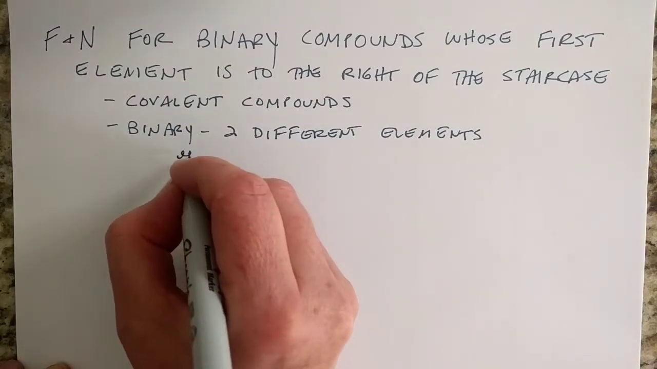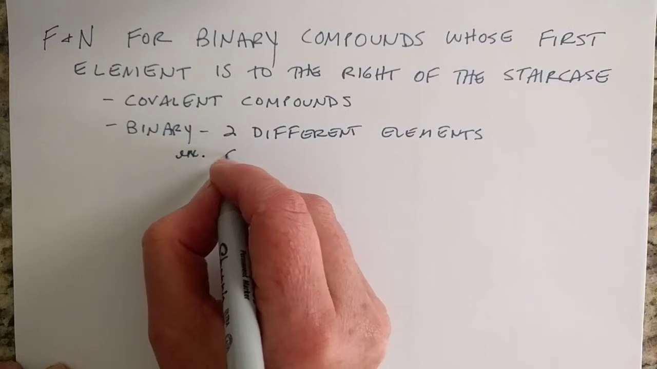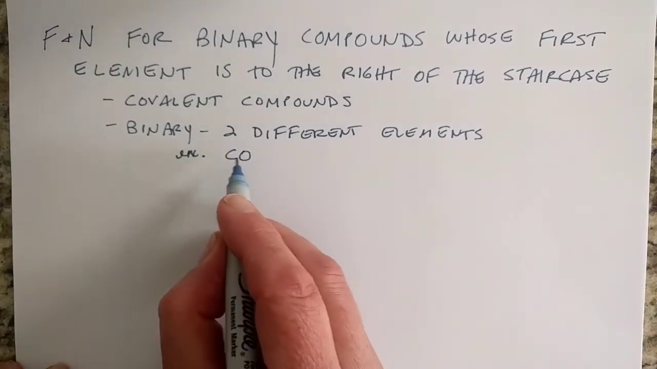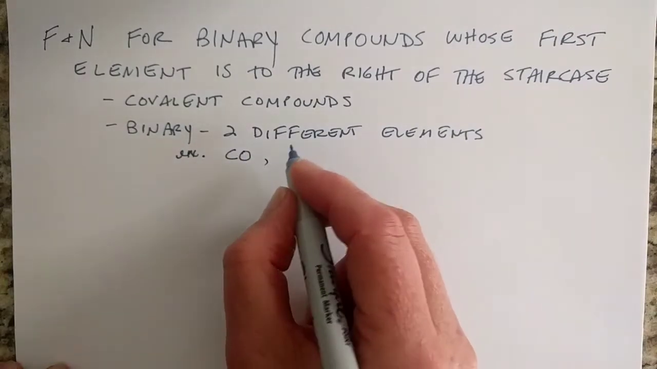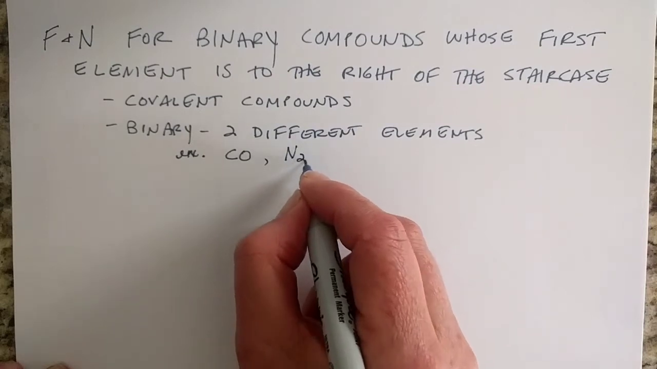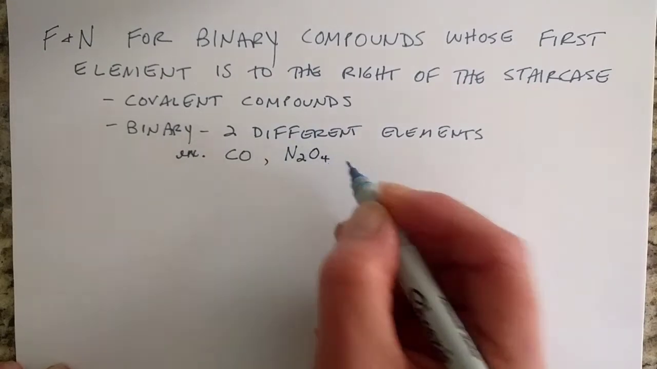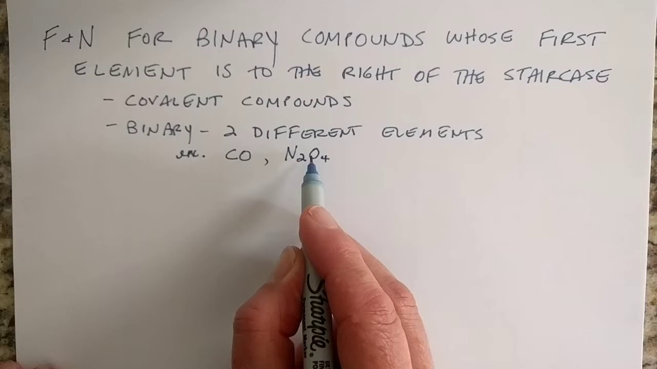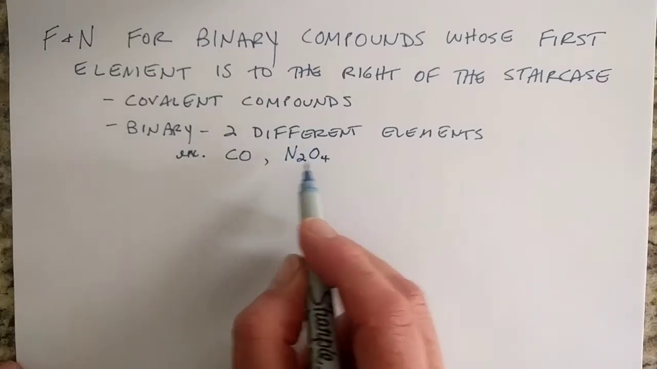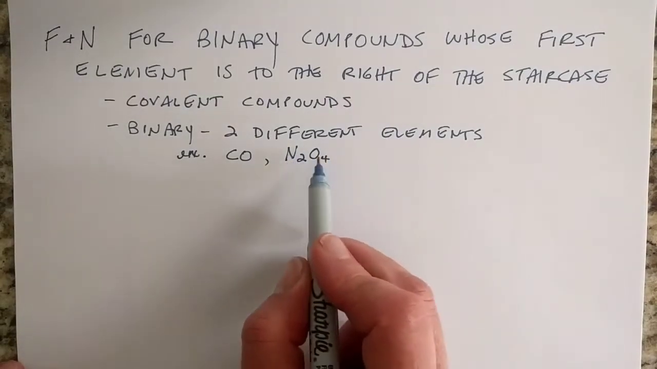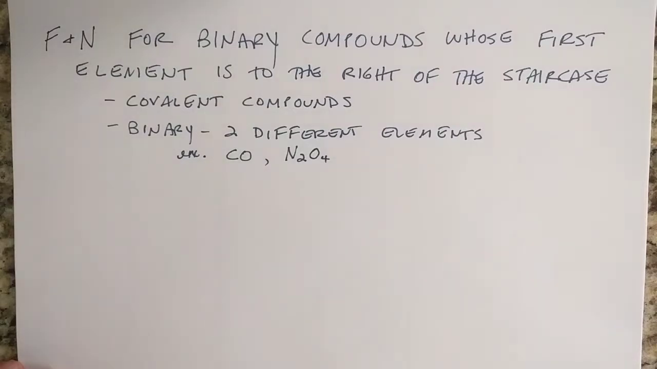So for example, CO, one carbon atom, one oxygen atom. Another example is N2O4. Two nitrogen atoms, four oxygen atoms in one molecule of N2O4. So we have two different elements, but we can have any number of atoms of each of the elements.